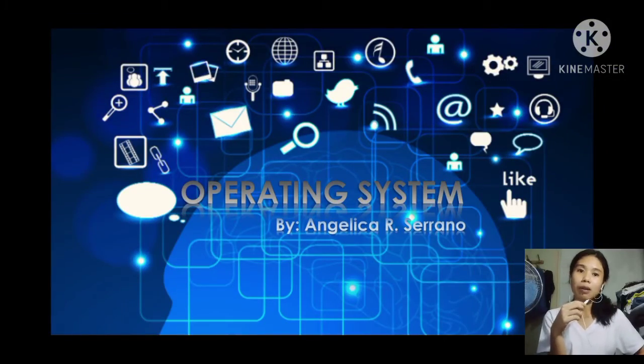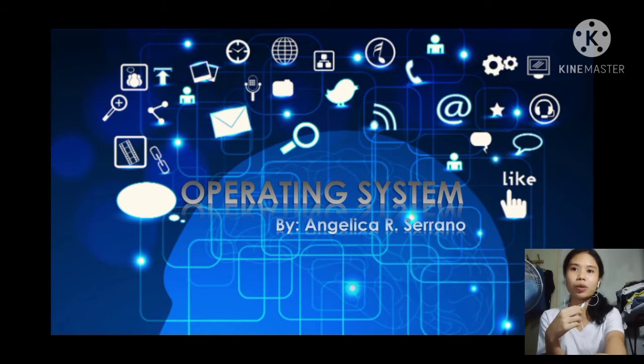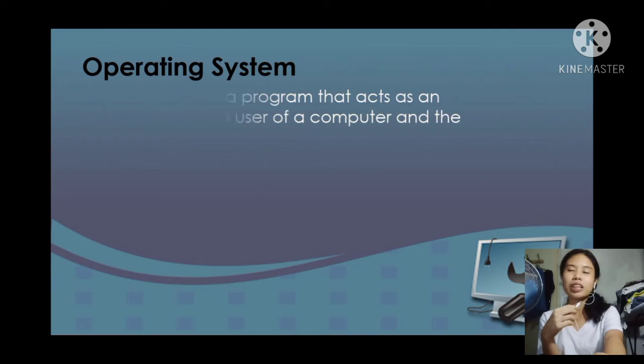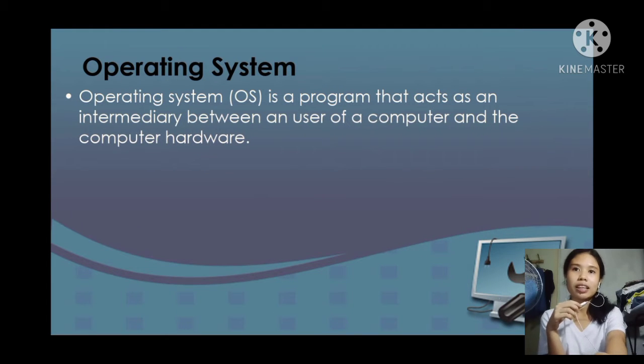So, I will discuss to you about the evolution of operating system. But first, what is operating system? Operating system is a program that acts as an intermediary between the user of a computer and the computer hardware.